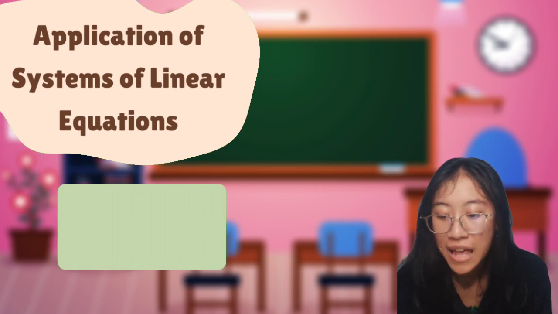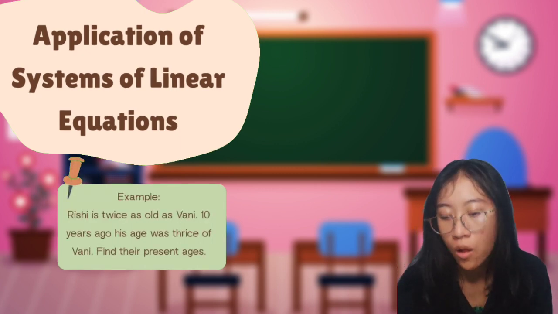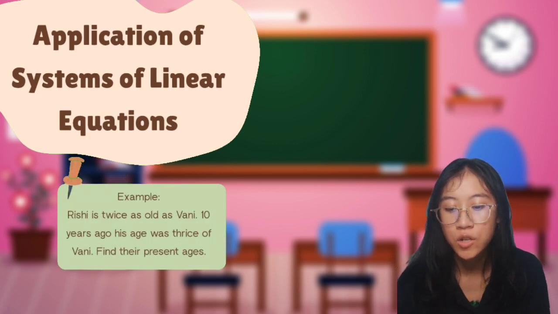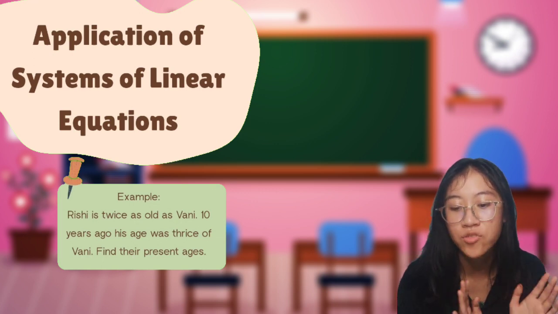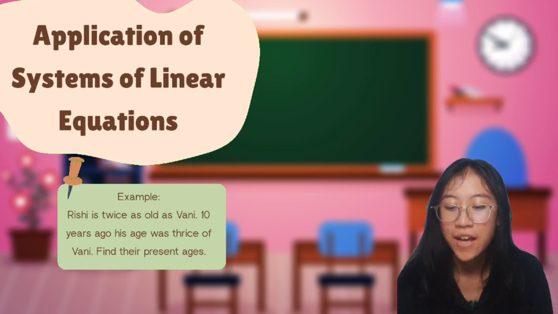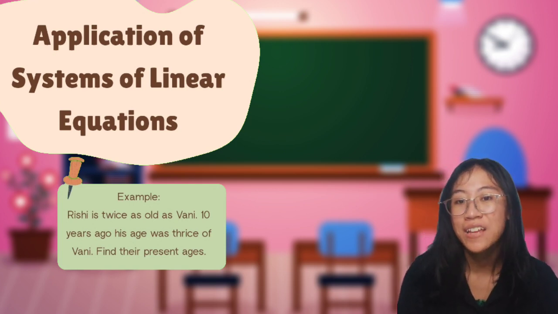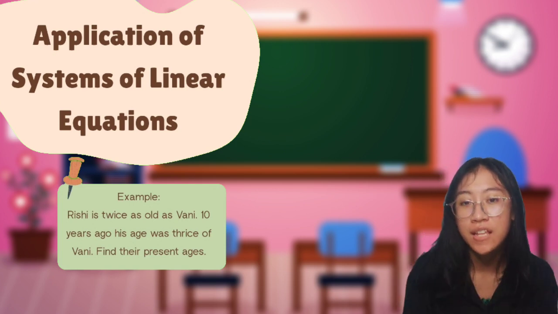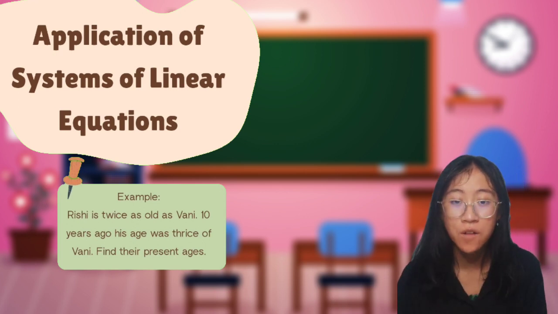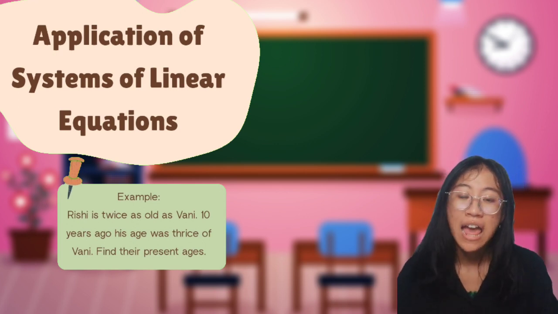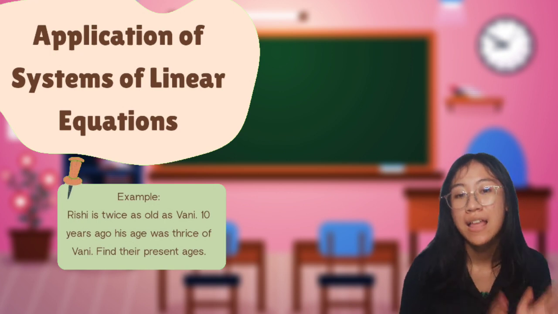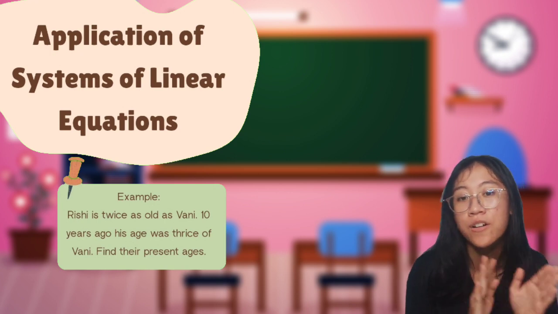For example, Rishi is twice as old as Fanny. 10 years ago, his age was thrice that of Fanny. Find their present age. For the solutions, in this word problem, the ages of Rishi and Fanny are unknown quantities. Therefore, as discussed above, let us first choose variables for the unknowns.